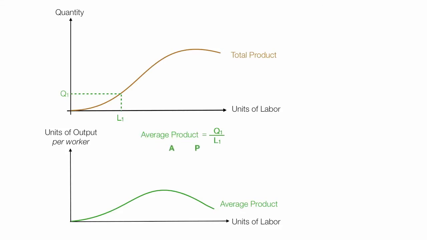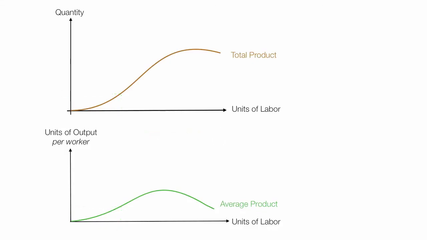Your professor and your textbooks probably use the notation APL to represent average product of labor. I'll just use average product. Now if I pull labor straight down, then average product is Q1 divided by L1 at that point in time.